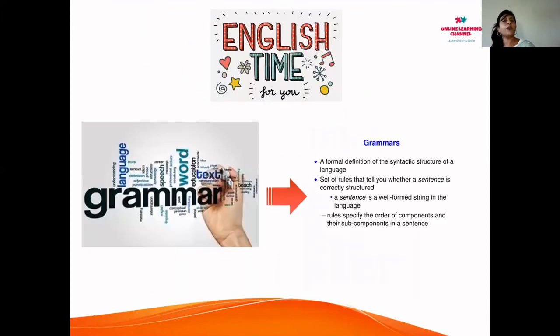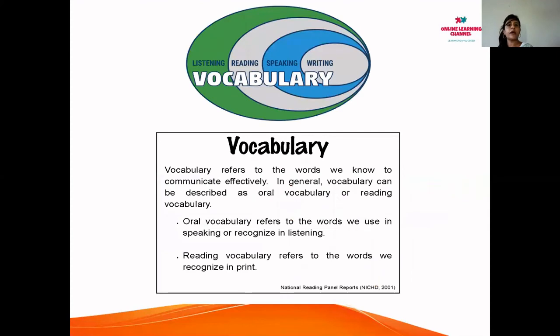All right, now we're going to look at something called grammar. Grammar is very, very important in the English language as well. A formal definition: the syntactic structure of a language, a set of rules that tell you whether a sentence is correctly structured or not. A sentence is a well-formed string in a language. Rules specify the order of components and their subcomponents in a sentence. Your vocabulary, listening, reading, speaking, and writing.